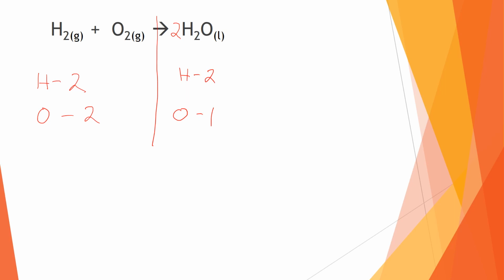1 is an odd number. So now I have 2 oxygens, right? 2 times 1 is 2. 2 times 2 is 4. Now my oxygens are balanced, but my hydrogens aren't. So if I add a 2 in front here, then this becomes a 4, and I'm balanced.